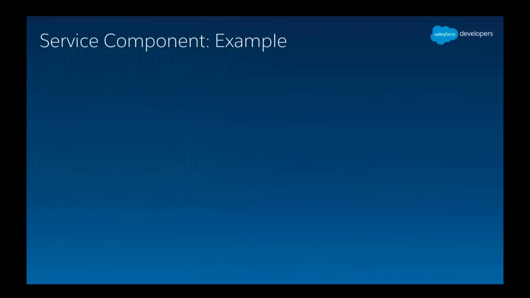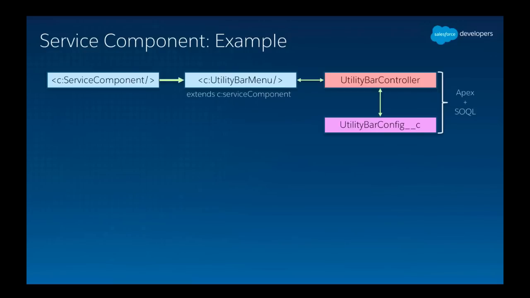Okay, so this is how you'd actually extend a service component when creating a component for the utility bar. Your utility bar component inherits the function, allowing it to reach out to its Apex controller and query data that you'll display to your users. So we have the service component being extended by the utility bar menu component, reaching out to its Apex controller, which interacts with the data on that utility bar config object.